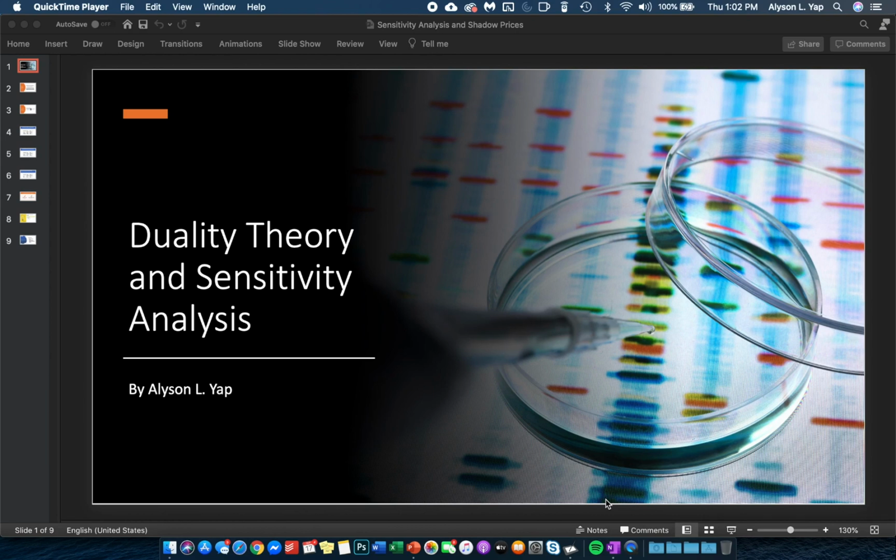This is also where I will introduce to you the concept of shadow price, which is one of the fundamental concepts of duality theory, which is very much applied in the sensitivity analysis of linear programming models.